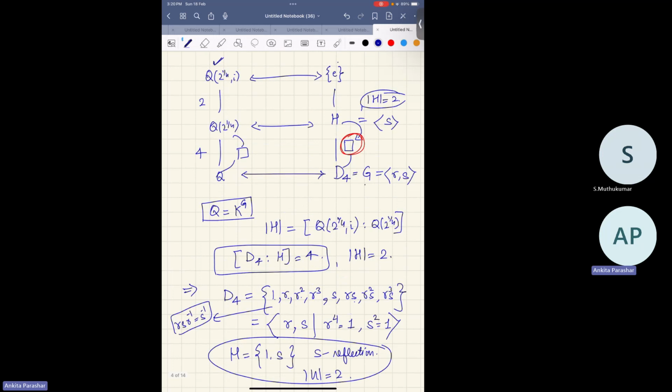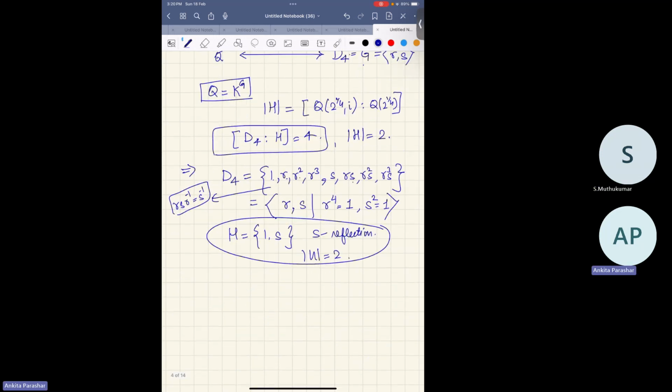Now we want to know which subgroup is sitting between H and D4. That means I want to know which subgroup lies between S and R comma S. If you see, the only such subgroup is generated by R square comma S, because this is contained inside the group which we want, therefore it should contain an element outside the reflection.